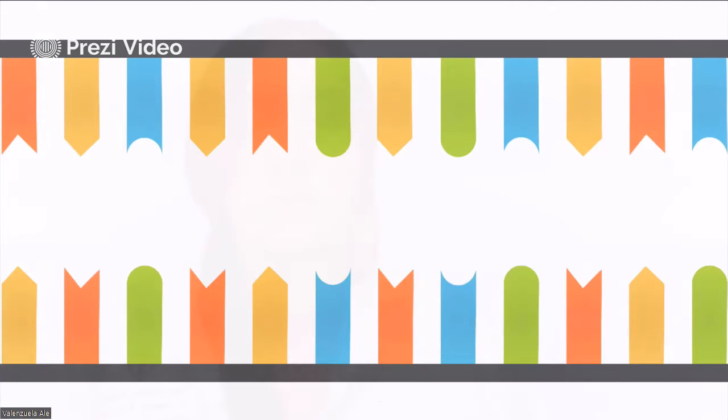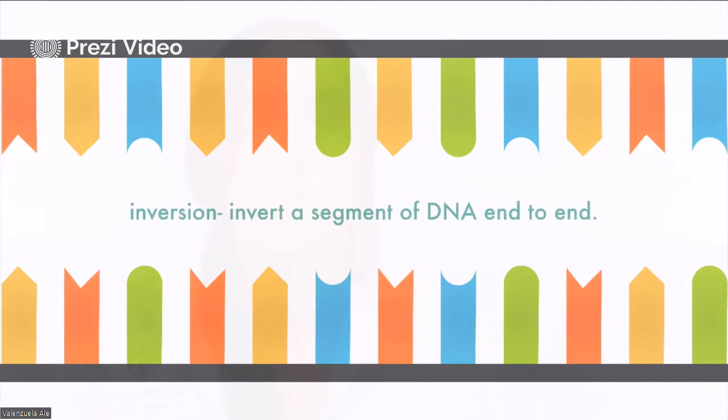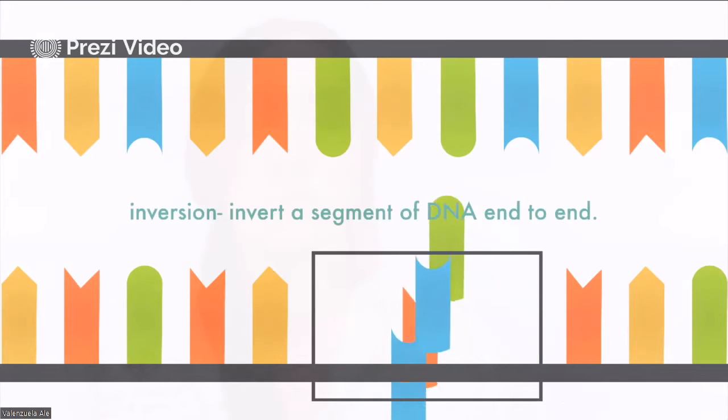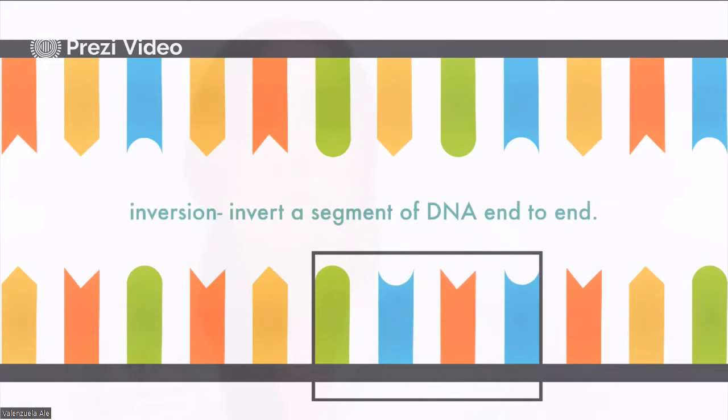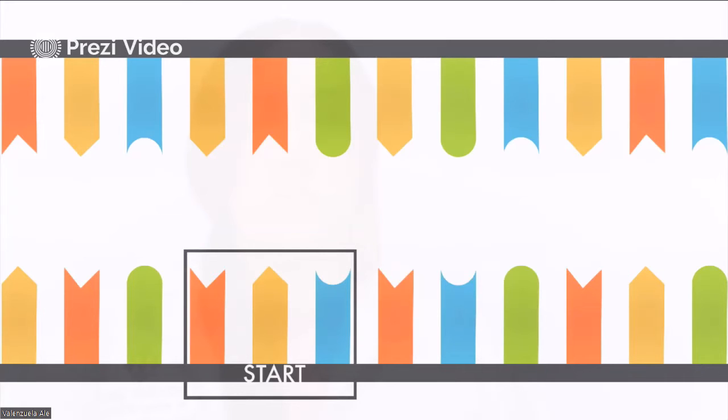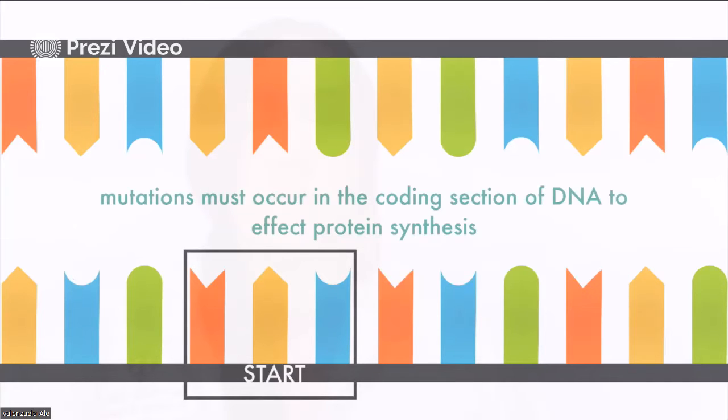Lastly, an inversion will invert a segment of DNA end to end. Watch this section closely. Each base has been moved around. Again, these mutations have the potential to be harmful, but not all mutations have an effect on protein. Remember, during translation, a start codon must first be read to begin coding the protein. If the mutation happens before or after the protein coding sequence, there will be no effect on the protein. Mutations must occur in the coding section of DNA to affect protein synthesis.